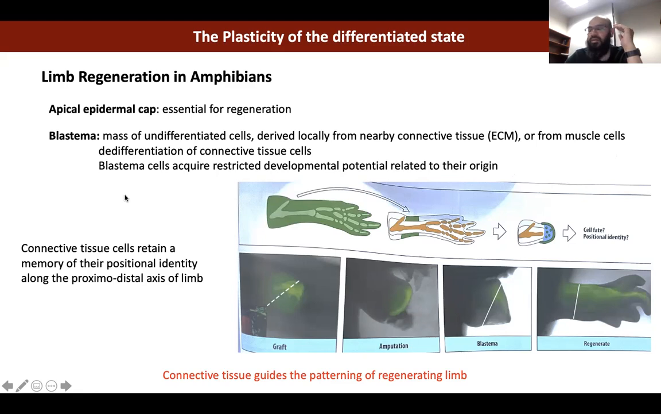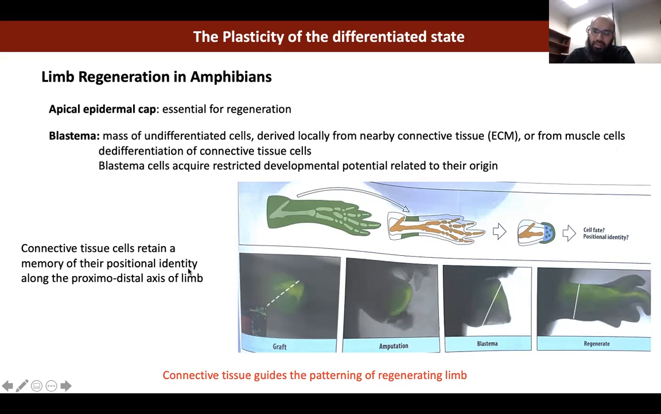The important thing is that the blastema cells are restricted in their developmental potential, and their differentiation is always into a related cell type. So connective tissue cells will only give rise to connective tissue, and if the blastema is formed by muscle cells, it will always give rise to muscle cells.